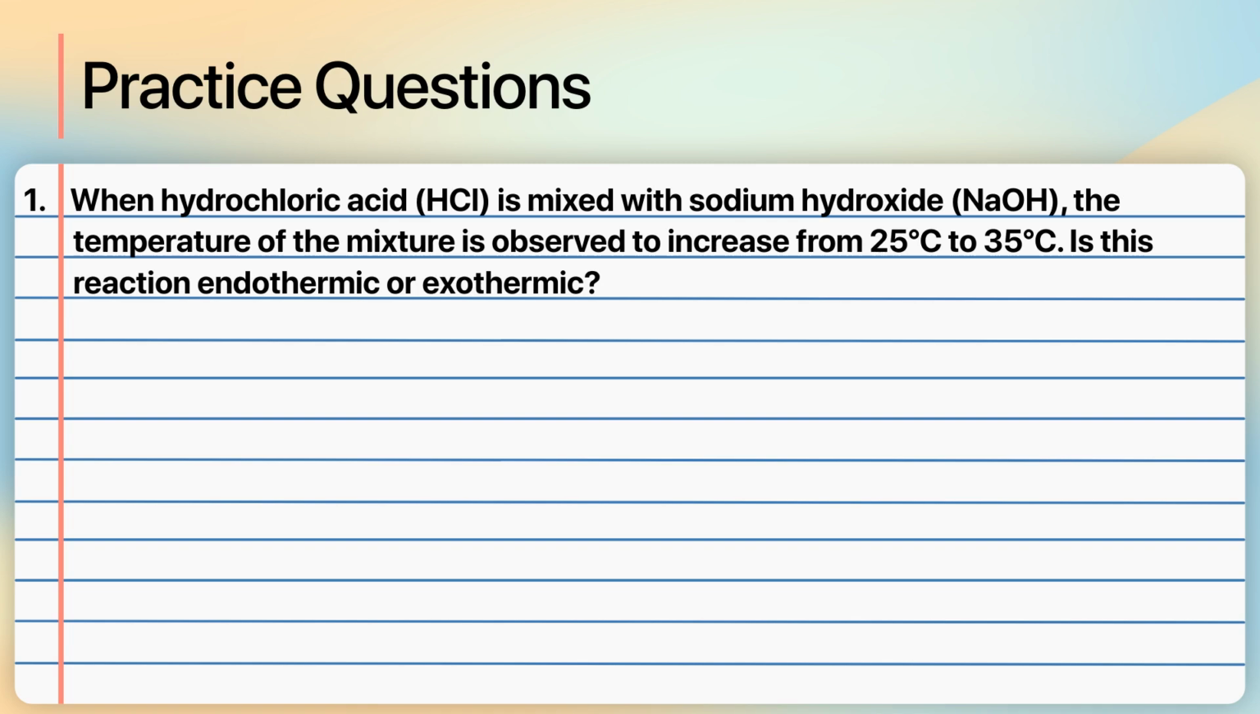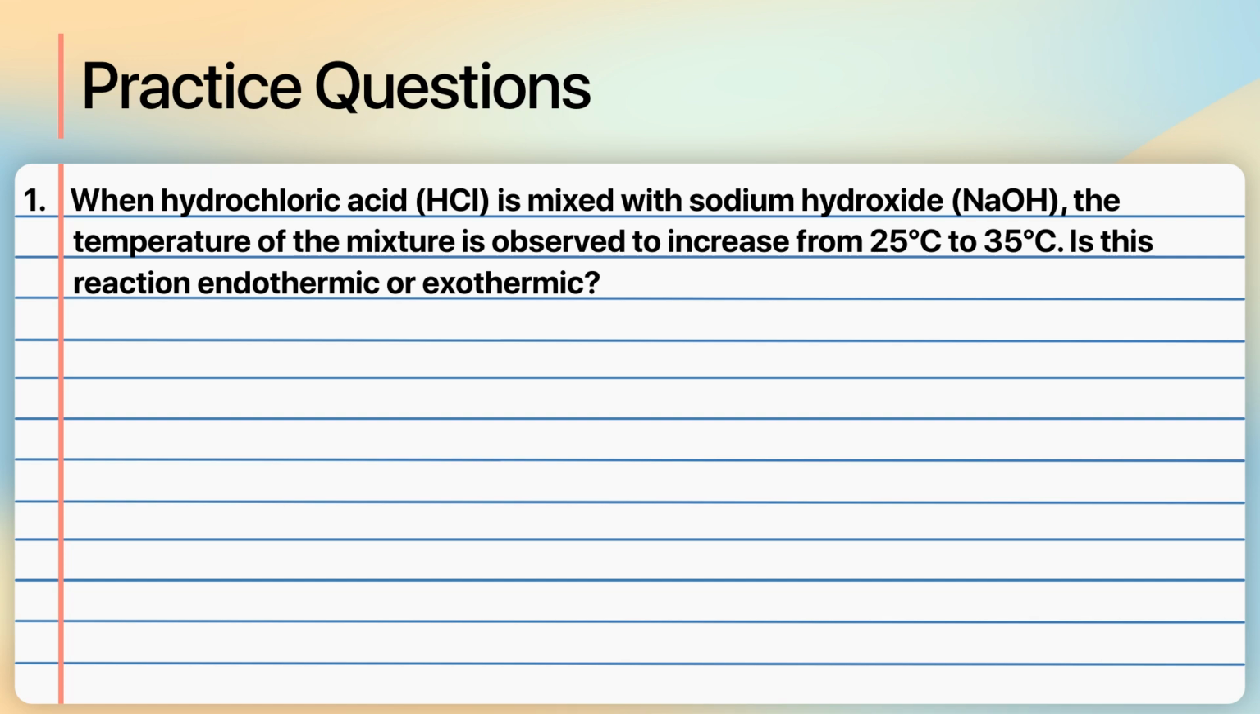Let's dive into some GCSE level questions to apply our understanding. Here is our first question on neutralization reactions. When hydrochloric acid, HCl, is mixed with sodium hydroxide, NaOH, the temperature of the mixture is observed to increase from 25 degrees Celsius to 35 degrees Celsius. Is this reaction endothermic or exothermic? Pause the video here to have a go yourself.